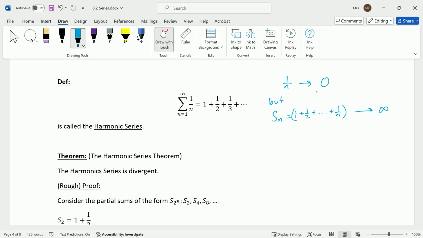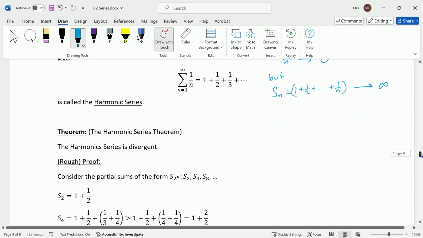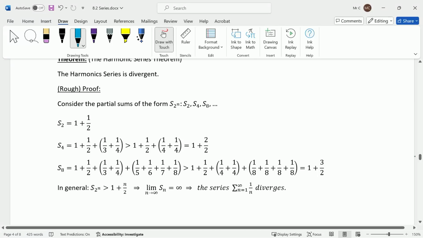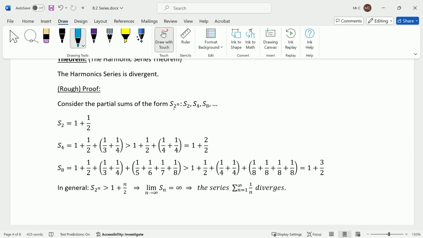It approaches 0. But when I add these terms together, I get something that approaches infinity. So let's prove that. Now, it's a little bit of a rough proof. It's not written too formally here, but it should get the idea across. So consider the partial sums of the form s sub 2n. So I'm looking at the second partial sum and the fourth partial sum and the eighth partial sum. I'm just looking at the partial sums where our number of terms is a power of 2.